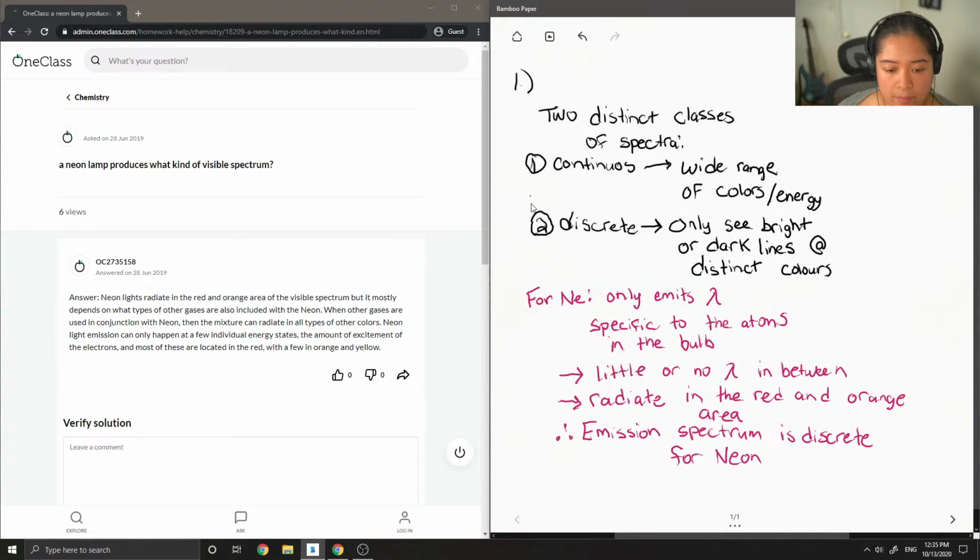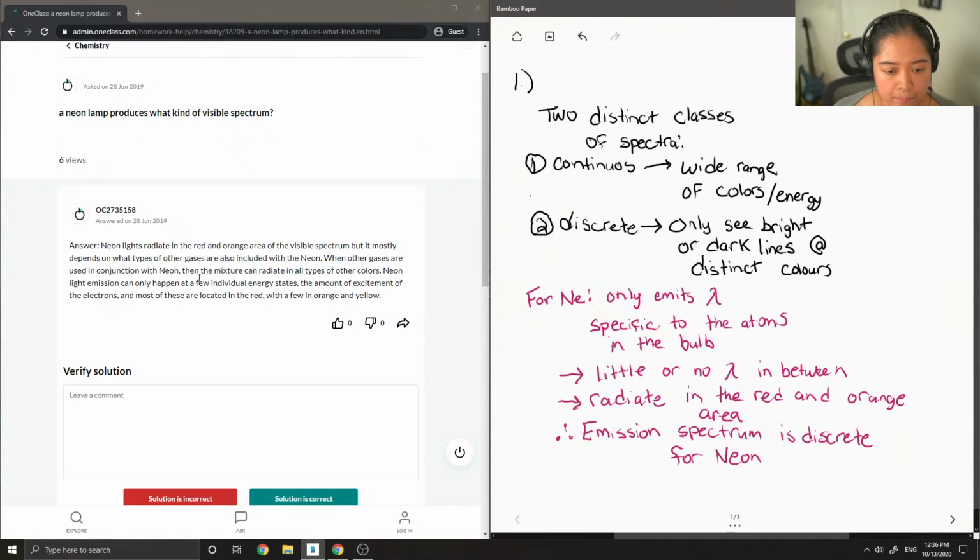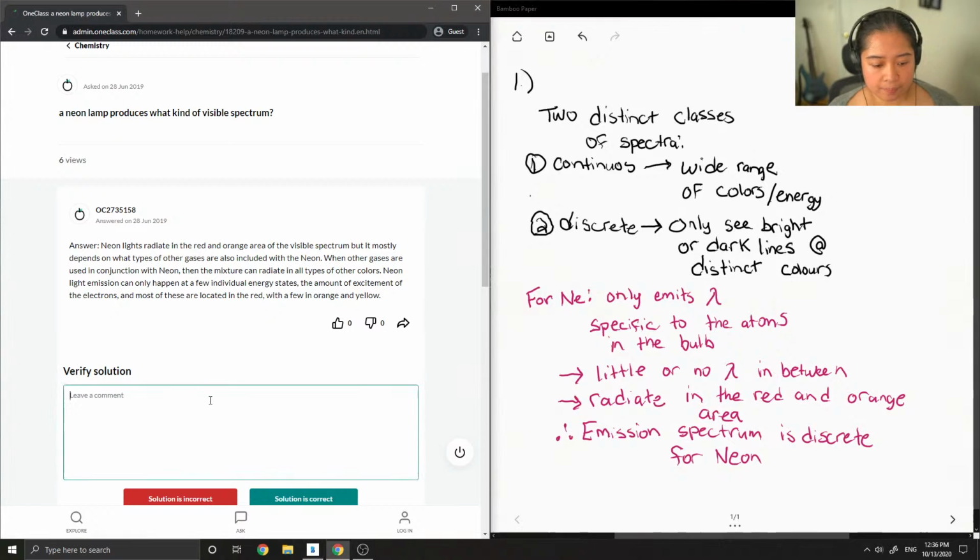So let's just confirm with our answer. Neon lines radiate in the red and orange area of the visible spectrum. Mostly depends on what type of other gases. When other gases are used with neon, then the mixture can radiate in all types of other colors. Neon light can only happen at a few individual energy states, and the amount of excitement of the electrons, and most of these are located in the red, with a few in orange and yellow.